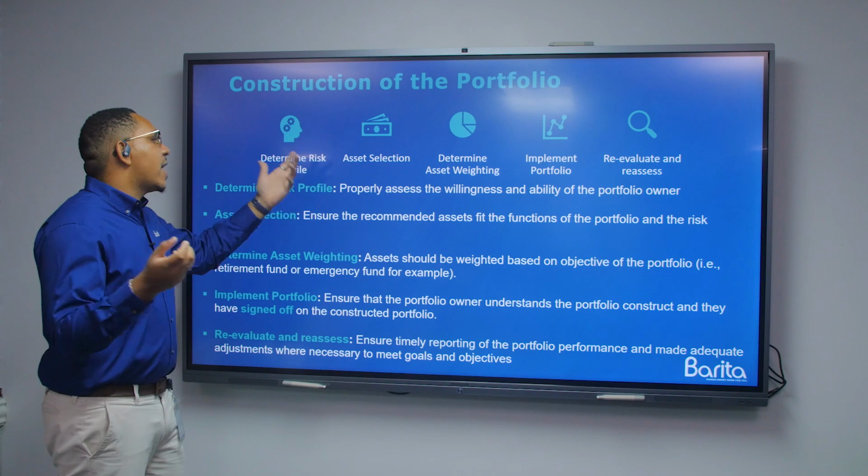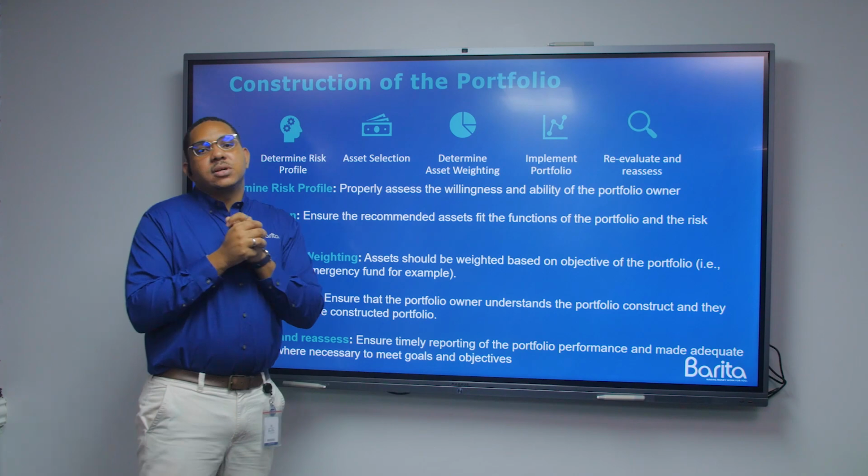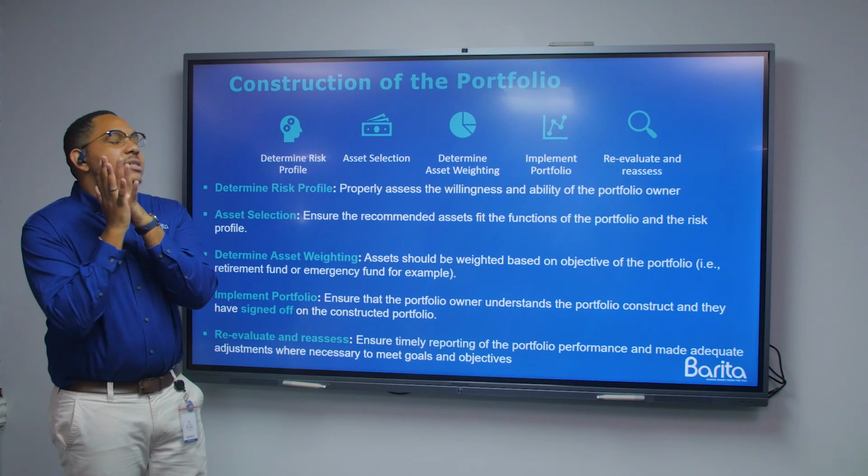Then you do your asset selection. What assets am I going to buy? Am I going to buy the blue chip stock or am I going to buy a startup stock? I determine my asset selection. I then determine my asset weighting. Is this person saving for graduation? Is this person saving for retirement? Is this person saving for vacation? Are they saving for university? What is this money for? That then determines my weighting.